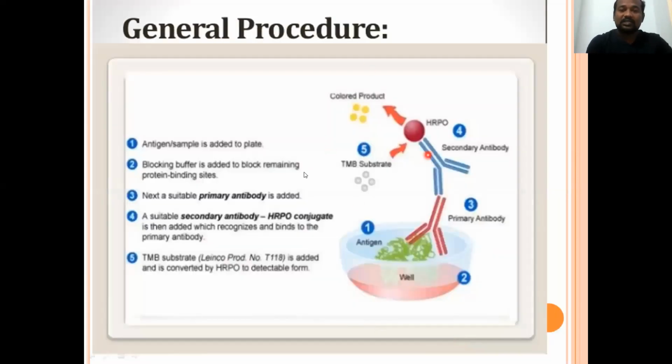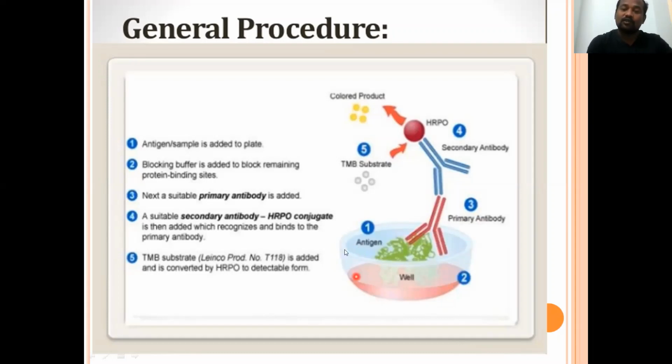So this is the general procedure, the slide showing the general procedure. The ELISA test has 5 steps. First is the antigen attachment with the plate, the microtiter plate. In the ready-made ELISA kit, the antigen is attached, immobilized or conjugated with the microtiter plate.